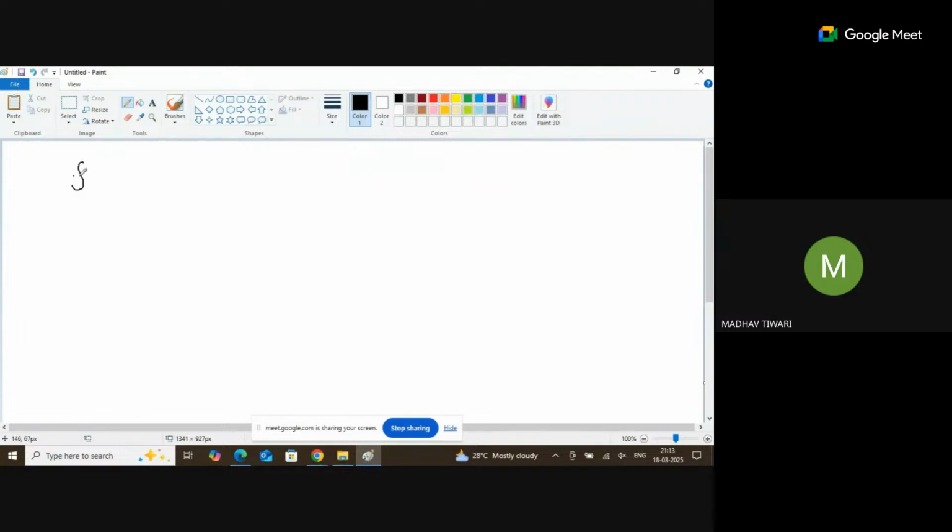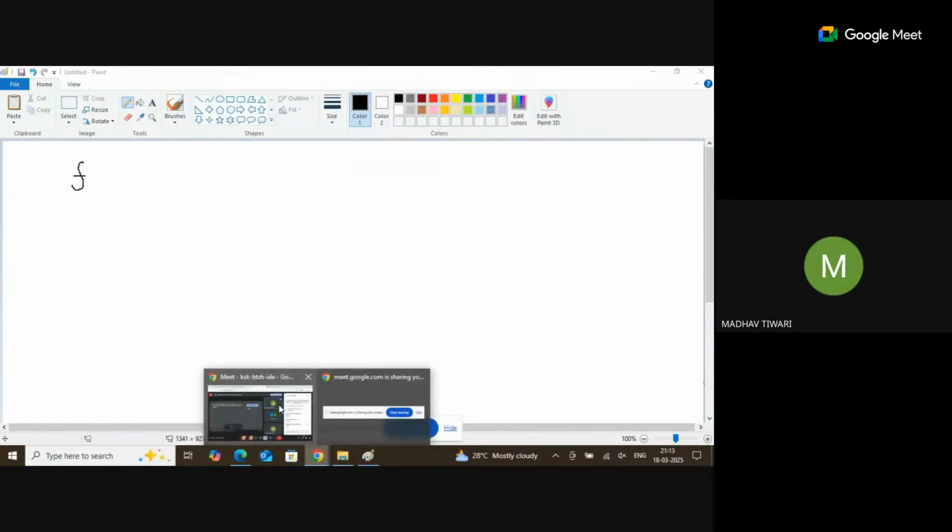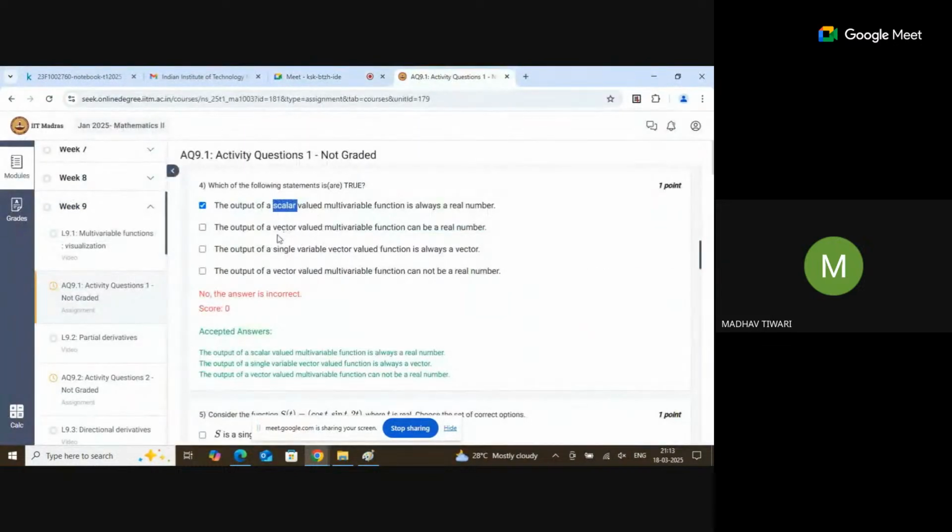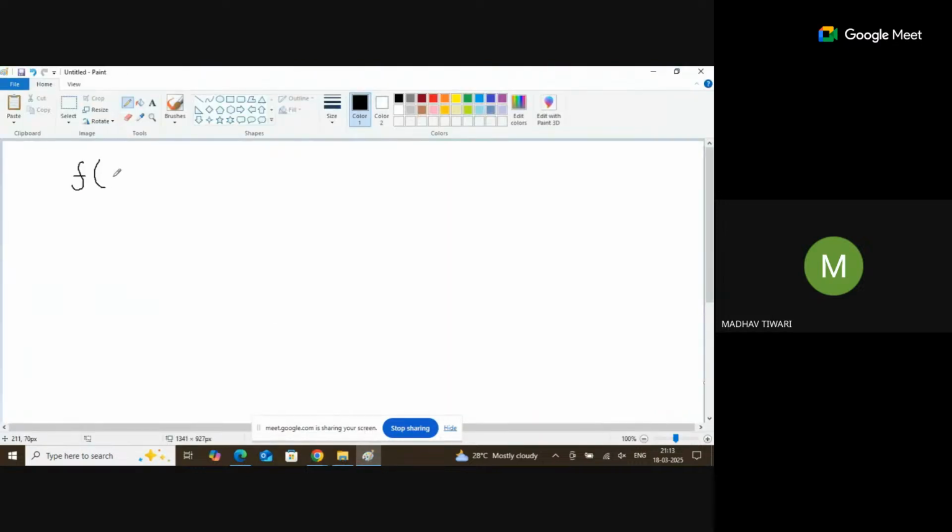So if you have a function, what was the question? Let me check that. It is vector valued multivariable, so I have to take more than one variable here. Suppose I am taking 2, and vector valued I have to give. So it will be, suppose, x plus y and x minus y. It is from R2 to R2. Okay, it's vector valued.